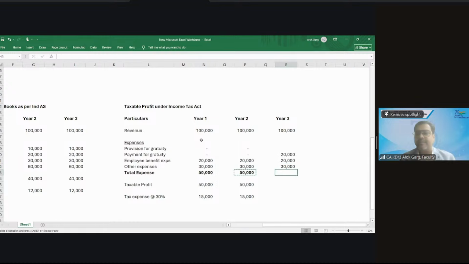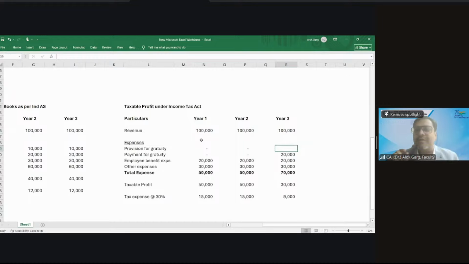What is my total expense? 70,000 is my total expense. What is my third year taxable profit? 30,000 is my third year taxable profit. So what is my tax expense? 9,000 is my tax expense. This is right now. So guys, I have prepared the taxable P&L.